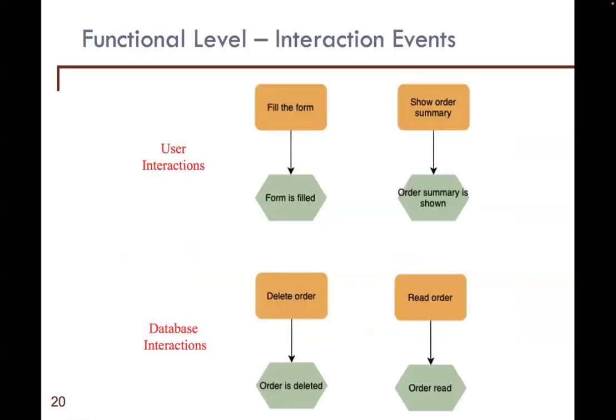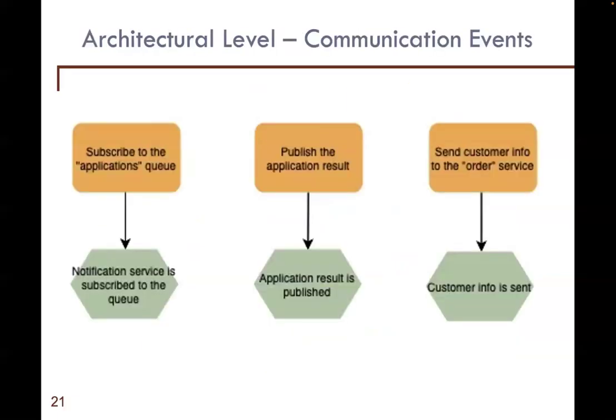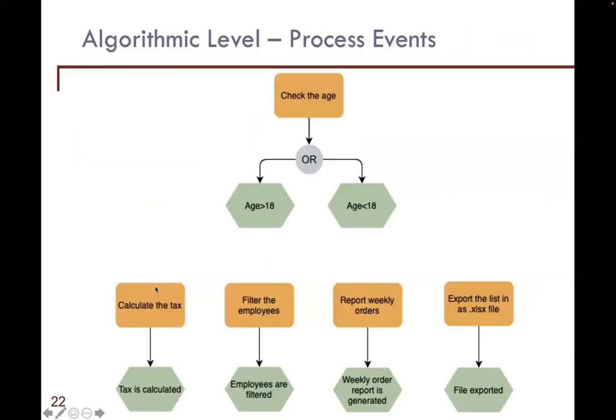And then the communication is like subscribe to the applications queue and then publish the application result, and these all result in application result is published, and then notification service is subscribed to the queue kinds of events. So these process events, as we call them, are like there's a decision where our functionality separates into two branches, or we actually do some calculation like calculating the tags and export the list as an XLS file and things like that.